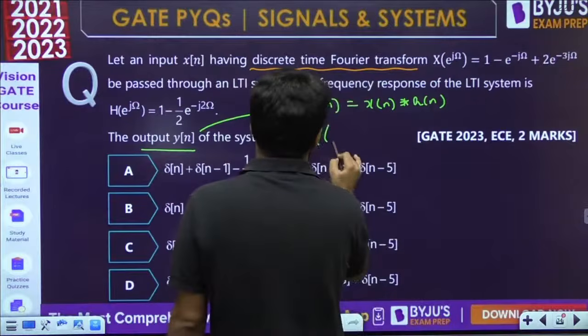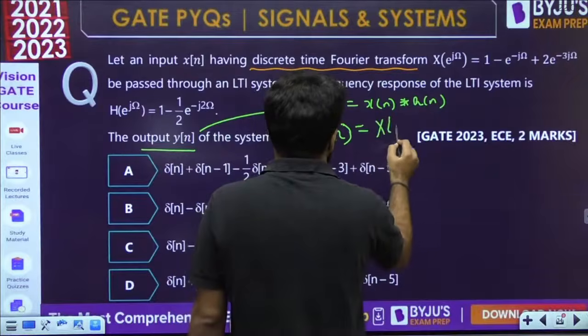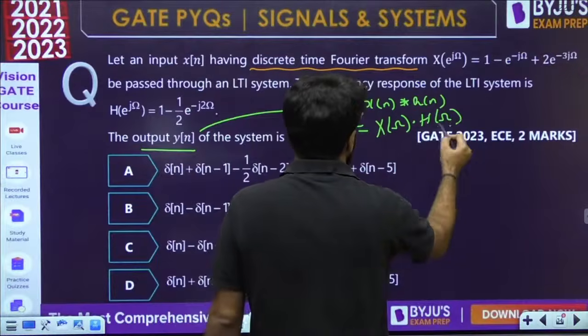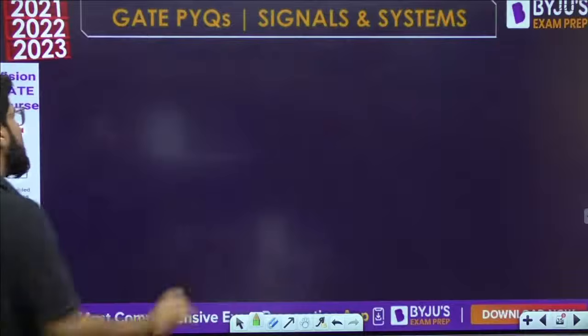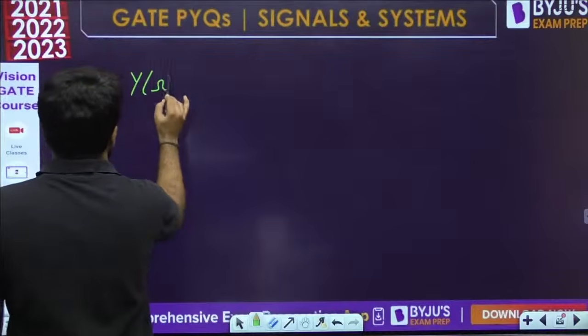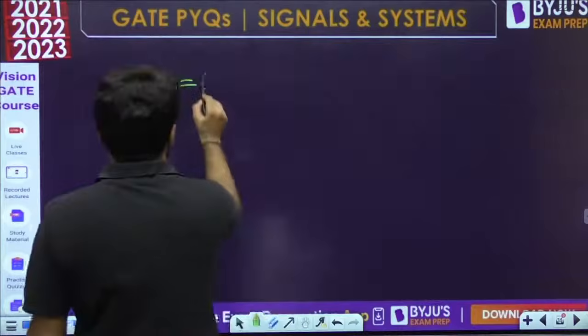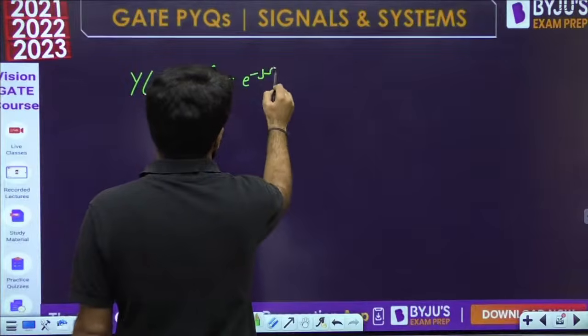Or if you want to calculate in the frequency domain, we go to the DTFT. Then the property says that if two signals are convolved in time, they are multiplied in frequency. So X omega into H omega, and it is going to be a simple multiplication. Let me first talk about Y omega, and that is equal to X omega into H omega. What is the value of X omega? 1 minus e power minus j omega.